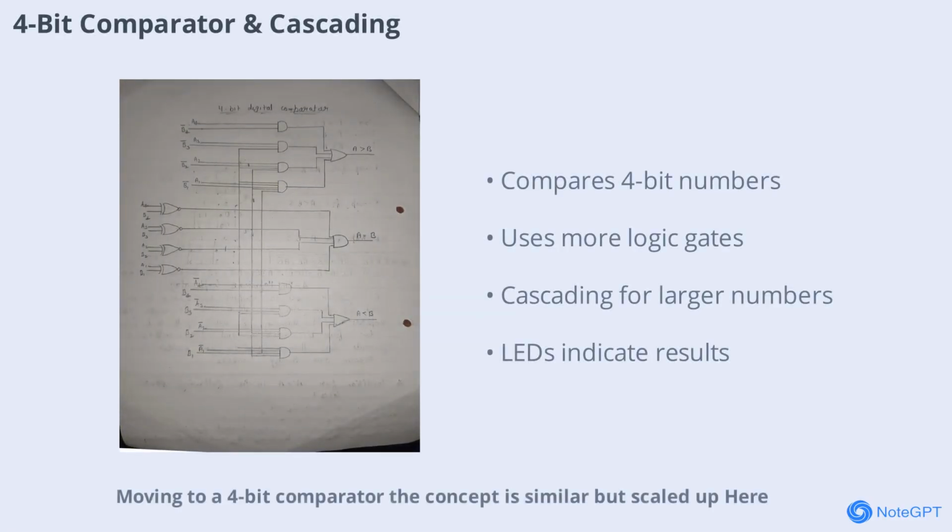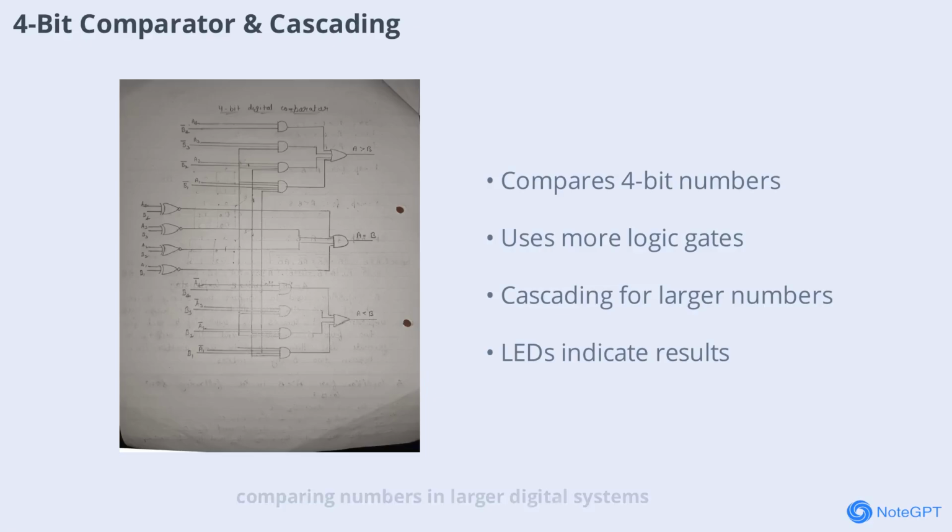Moving to a 4-bit comparator, the concept is similar but scaled up. Here, each input, A and B, is a 4-bit binary number. The comparator checks each bit, starting from the most significant, to determine which number is greater or if they are equal. The logic involves more gates and sometimes cascading, where multiple comparators are linked to handle numbers larger than 4 bits. On the experimental board, you use 8 switches to set the values for A and B, and the outputs are displayed via LEDs. This setup allows you to verify the truth table for all possible combinations.